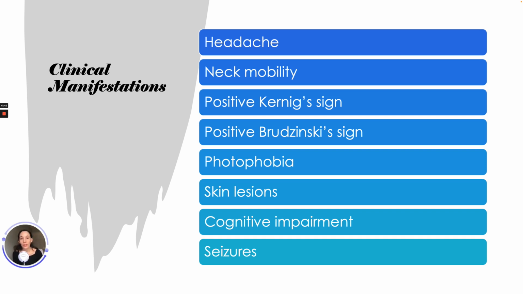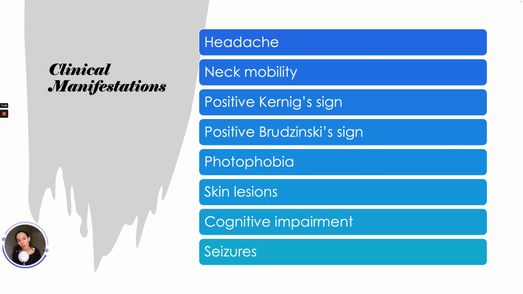We'll see that positive Kernig sign. So this is when the patient is lying with the thighs flexed on the abdomen and the leg cannot be completely extended. We'll see positive Brudzinski's sign when the patient's neck is flexed. Flexion of the knees and hips is produced. When the lower extremity of one side is passively flexed, a similar movement is seen on the opposite.